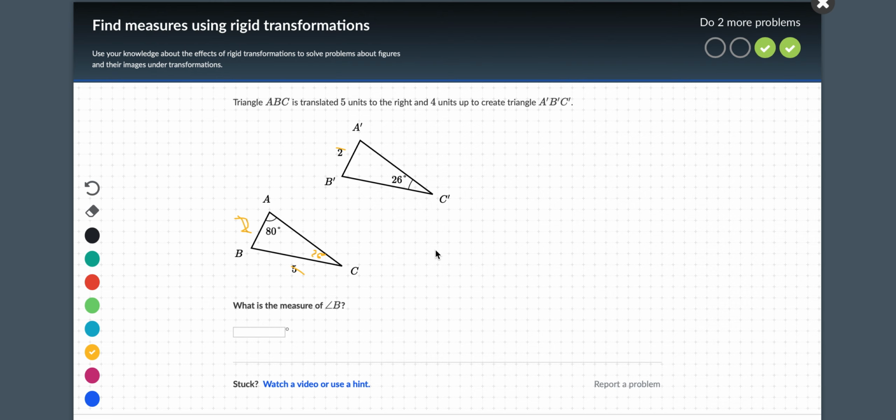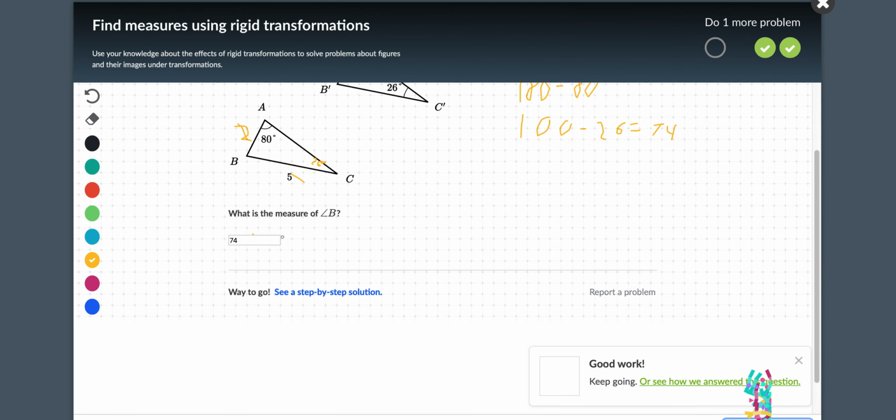Now we just use the fact that the total of a triangle's degrees will always add up to 180. We just take 180 and subtract 80, so that's 100. And then we subtract 26, and that's 74. So angle B is 74.